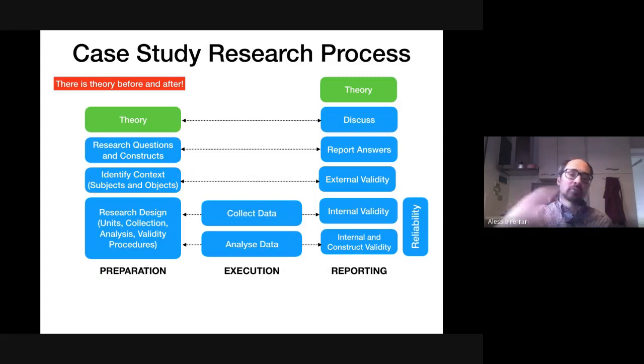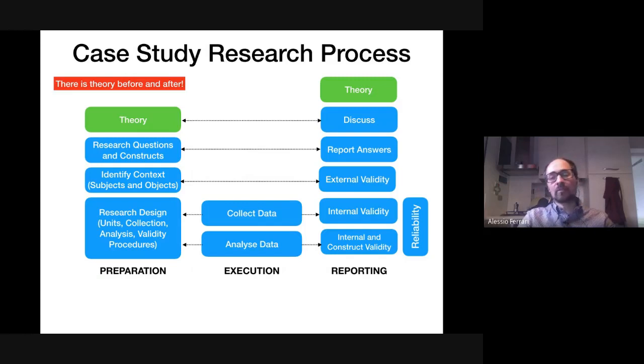So you start from some background, you write down the research questions and constructs, you identify the context. This is a key difference between the case study and the experiments. You identify context, so involve the subjects and involve objects. We will see an example. You do your research design, in which you define the units, the data collection procedures, the data analysis procedures, and the validity procedures. And then you carry out the whole process.